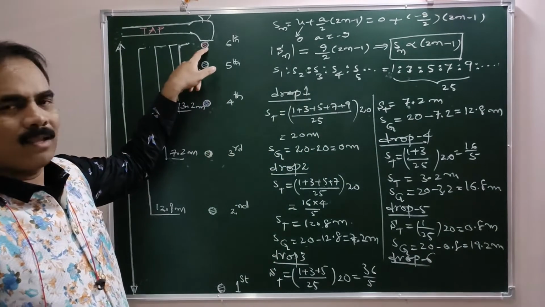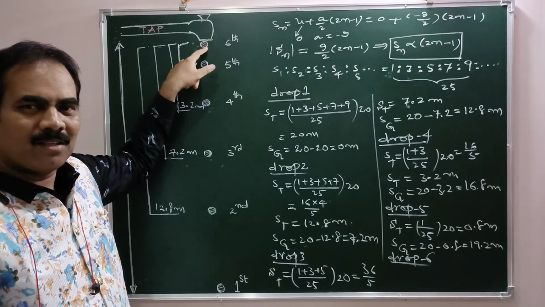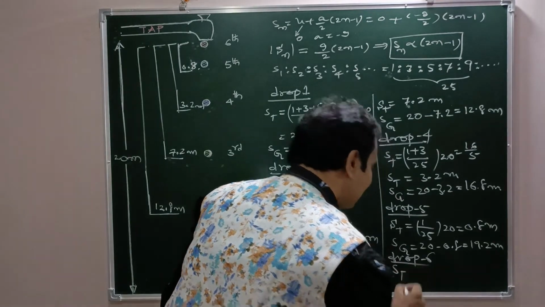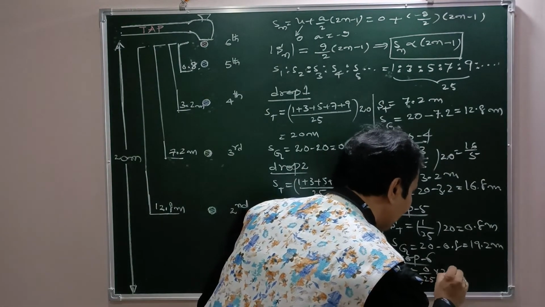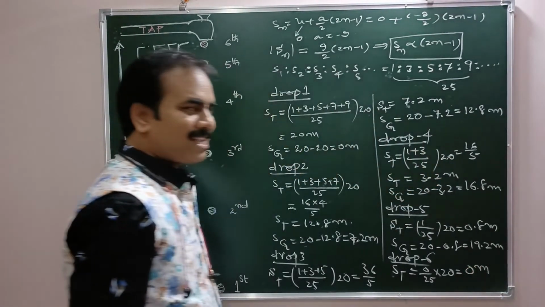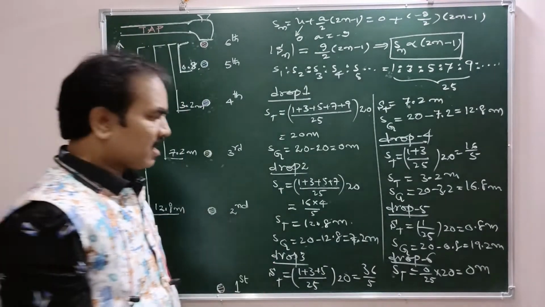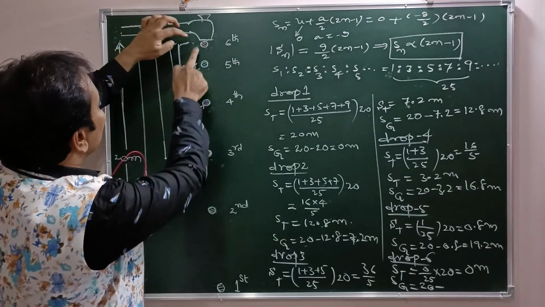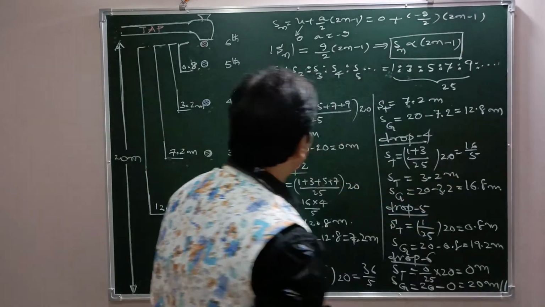Now, coming to drop number 6. It has not moved any distance, it was just dropped, which means distance covered is 0 parts out of 25 parts. So the distance covered from the tap is given by 0 parts out of 25 of 20, that is 0. Now what is the height of the sixth one from the ground? Height of the tap minus the distance covered. No distance covered, so SG is 20 minus 0, that is 20 meters. Right? This is the height of the sixth drop.